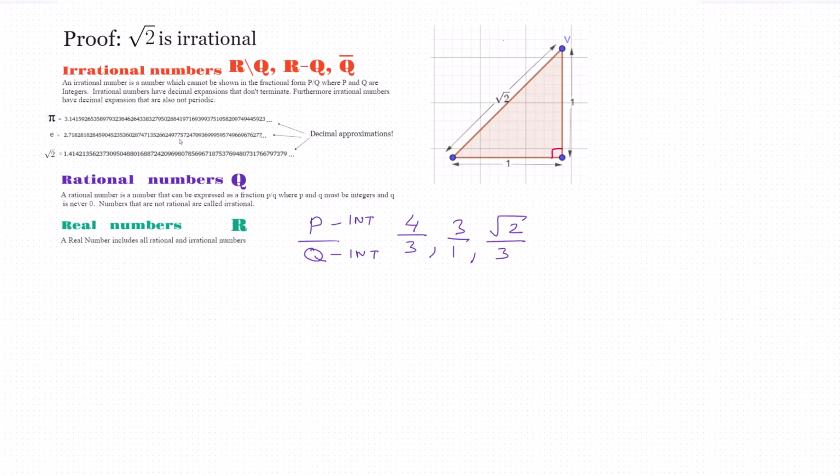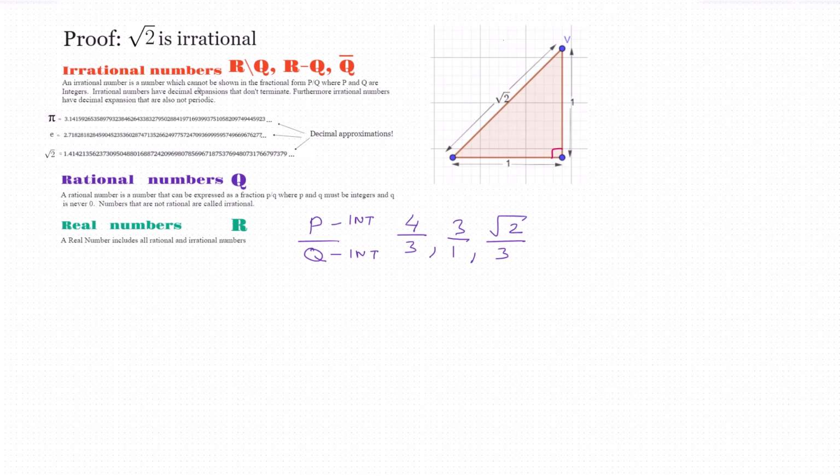So irrational numbers are shown with the symbol R slash Q or R minus Q, or Q with a dash on top, with a hat. So all it's saying is that irrational numbers can be expressed as real numbers minus rational numbers. The set of real numbers minus the set of rational numbers will give you the set of irrational numbers. So again, a real number includes all rational and irrational numbers, okay? So now we know the notation and the sets for irrational numbers.